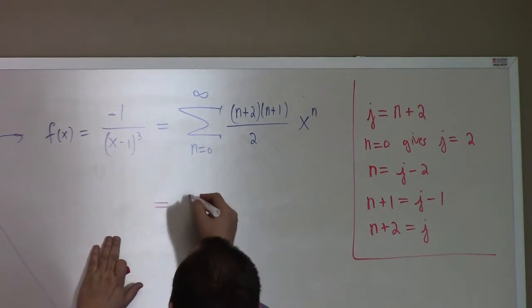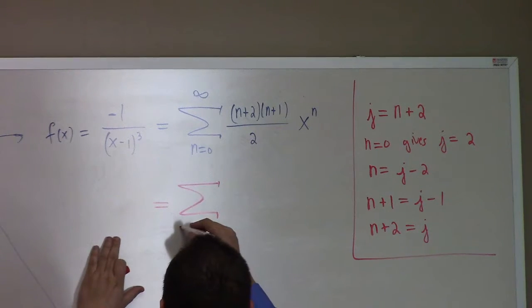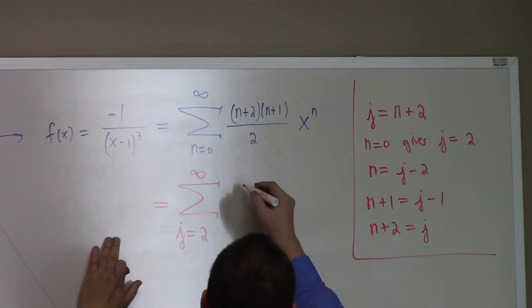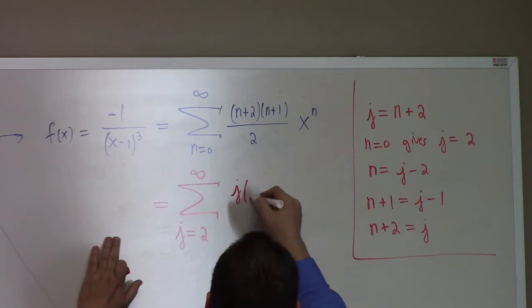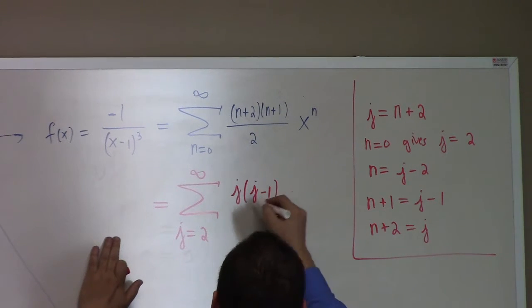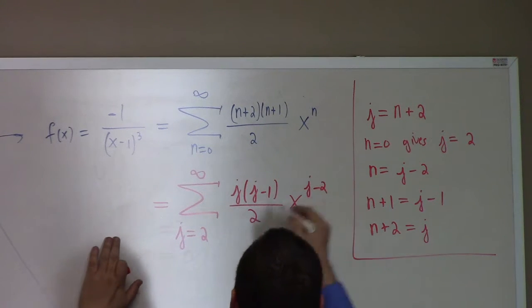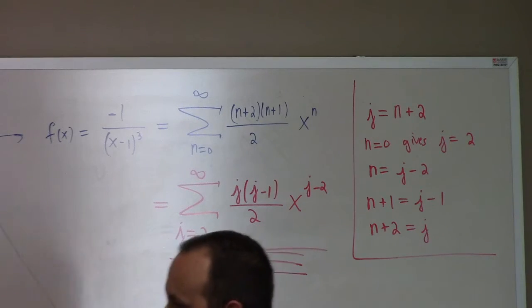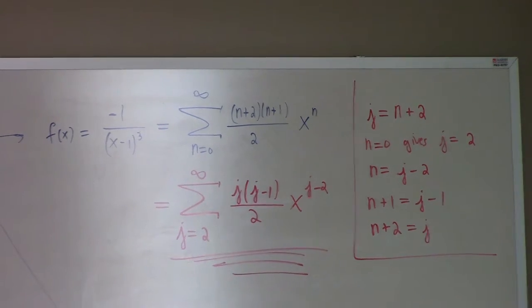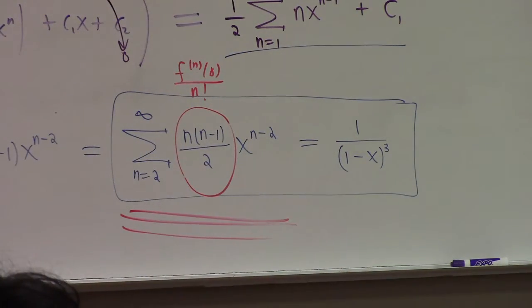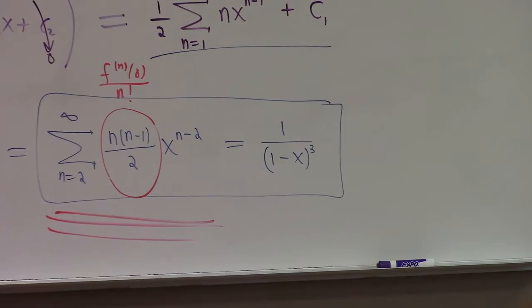And so with that substitution, our series looks like the sum j equals 2 to infinity, n plus 2 is j, n plus 1 is j minus 1, 2 is 2, and you have x to the power not n, but j minus 2. And so you can look at this, and you can look at what we got down here, and you can see that it's the same exact pattern. It's just instead of using n, I'm using j. Right? And you could change the last j I have to an n, and you get the same sum.